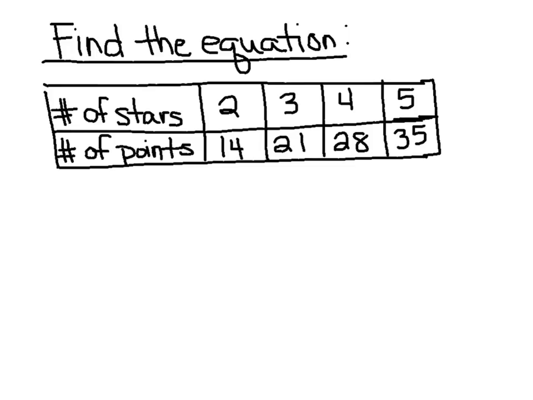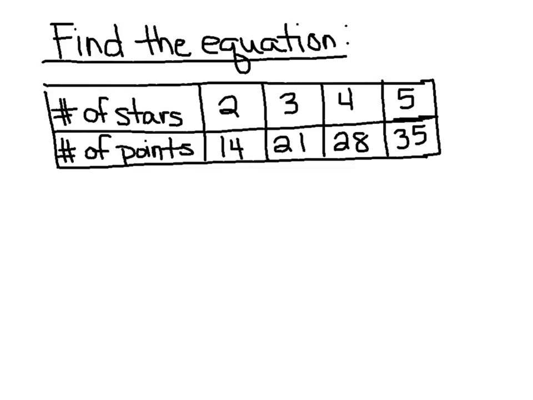So here's the first problem. You have this table with number of stars and number of points. Pause the video now and write the equation of the line. If you got y equals 7x, or y equals 7x plus 0, you may go on to the next problem. If not, press this button to find out how to do this.